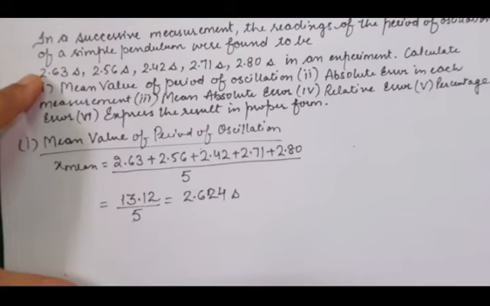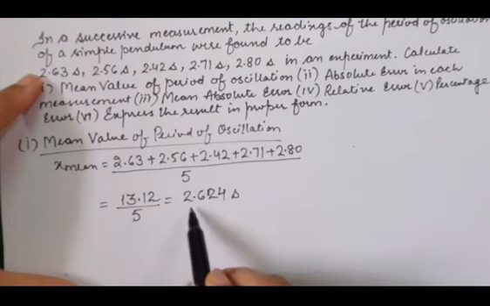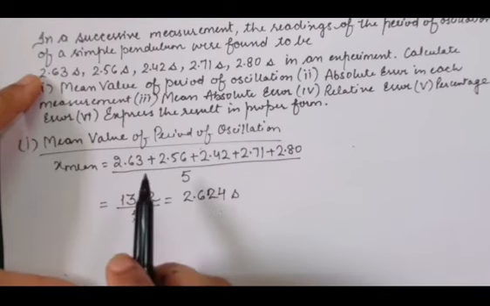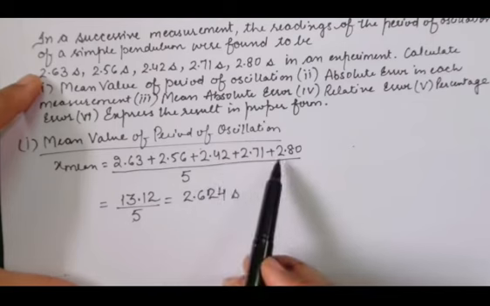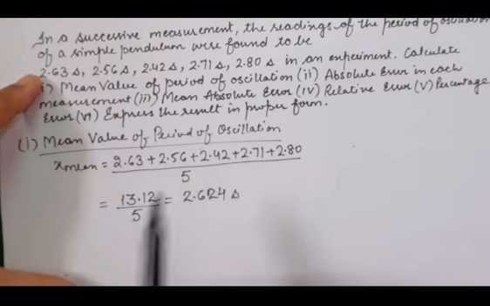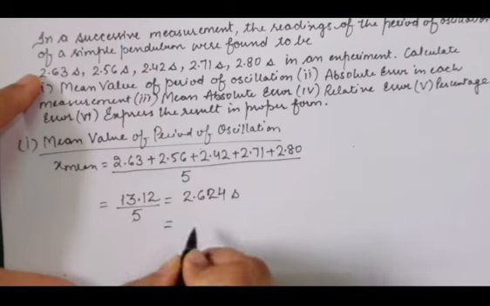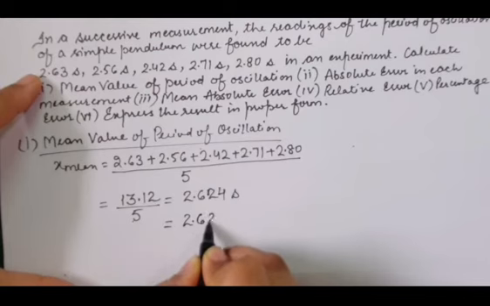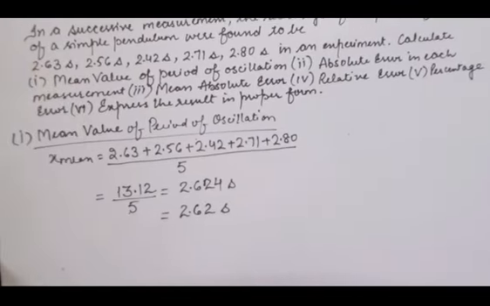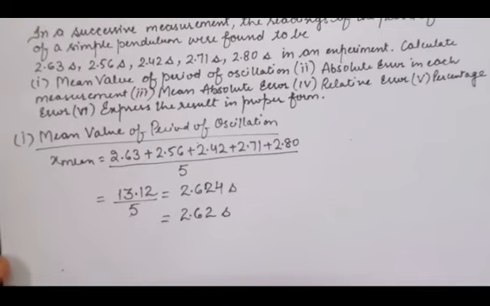Recall the rule of significant figures, that the final result should be reported in the same number of decimal places as given in the readings. In the readings we have 2 places after the decimal, so let us round it off to 2 decimal places. When you round it off, you will get 2.62. This is the mean value, or we also call this the true value.